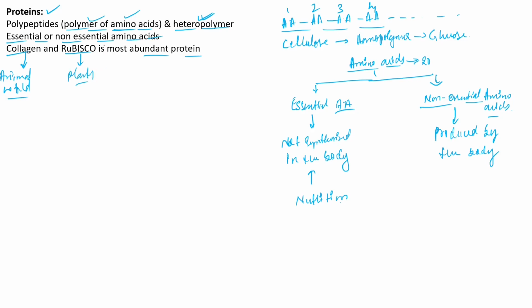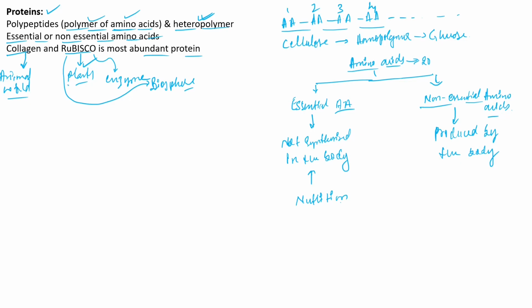More specifically, rubisco is actually an enzyme. It is mainly an enzyme found in plants, and we consider rubisco the most abundant protein in terms of the biosphere. So ultimately, the major organic molecules that you find on the planet Earth are none other than the proteins.